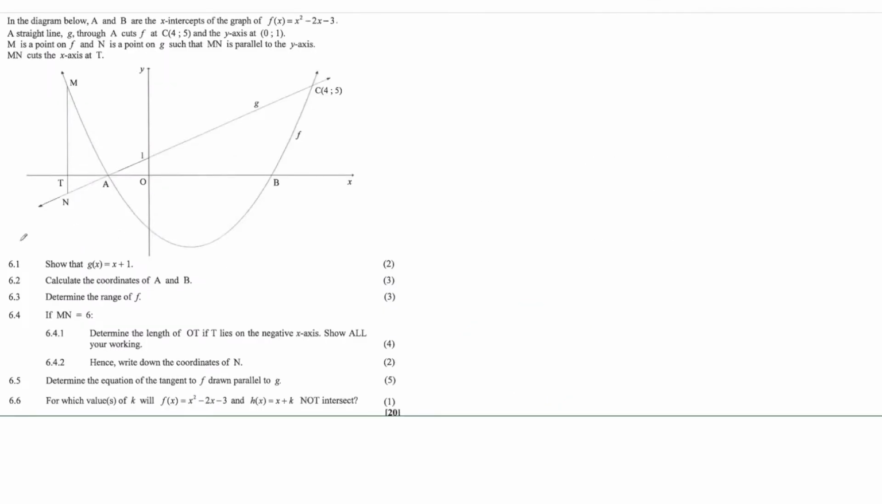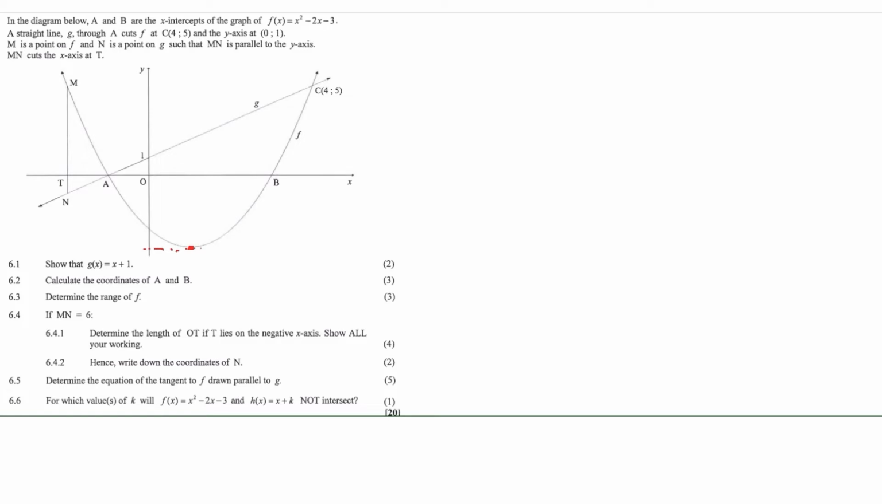Now for our next question, we're asked to determine the range of f. The range of our parabola is all the y values that our parabola falls between. So we need to calculate our lowest point, which means that our parabola falls between all the y values from that point going up to infinity. So to calculate our y value there, we need to calculate the y value of our turning point.